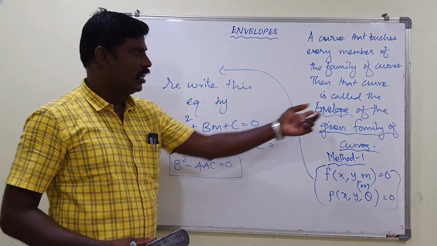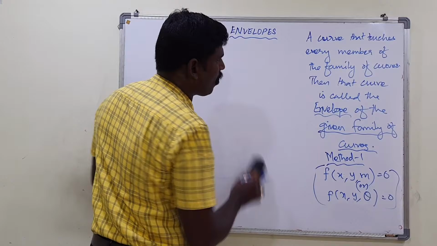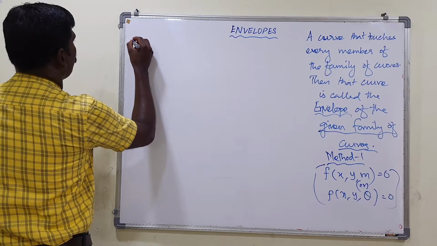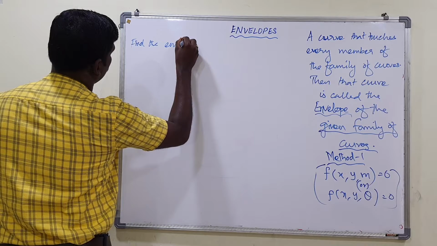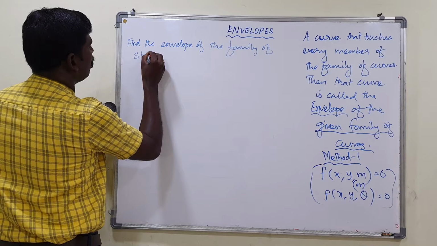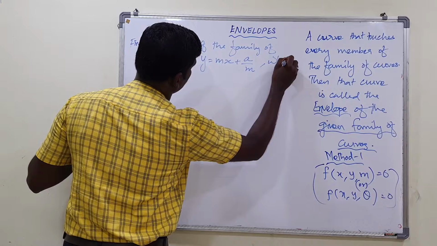Okay, now let us directly go to the problems based on envelopes. How to find the envelope of the given curve? In your problem, the family of curves is given to you. You need to find out the envelope. Envelope is nothing but the curve that touches all the members of the family of curves. For example, find the envelope of the family of straight lines y equal to mx plus a by m, where m is a parameter.